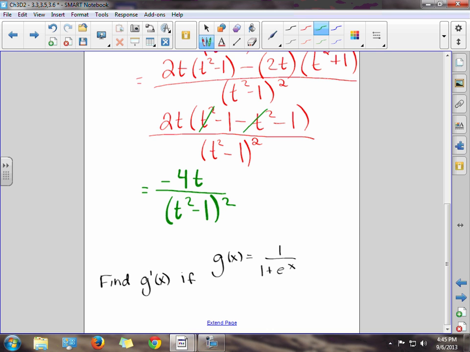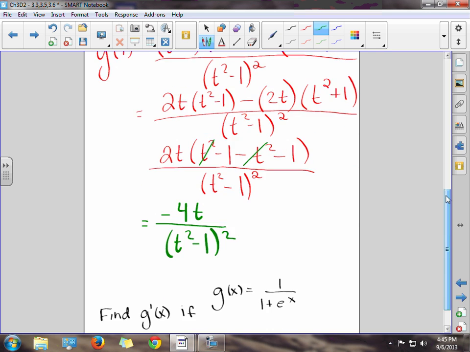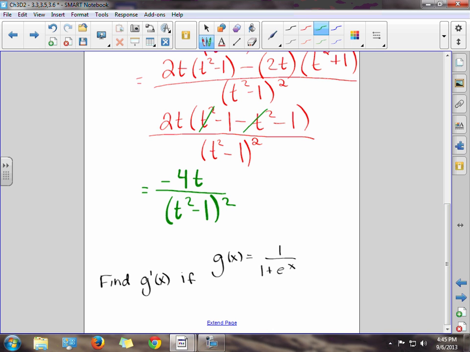And this is equal to, oh, I don't even remember what my function was. G of t. So g prime of t is what this is equal to.